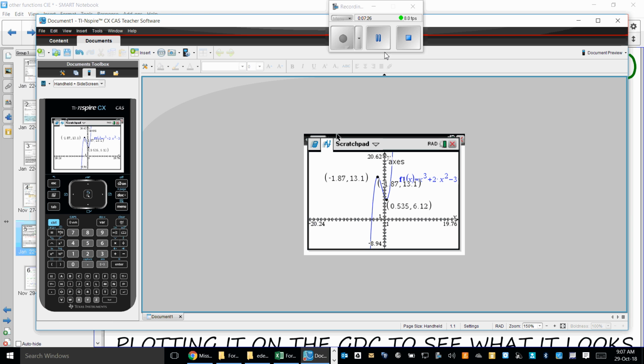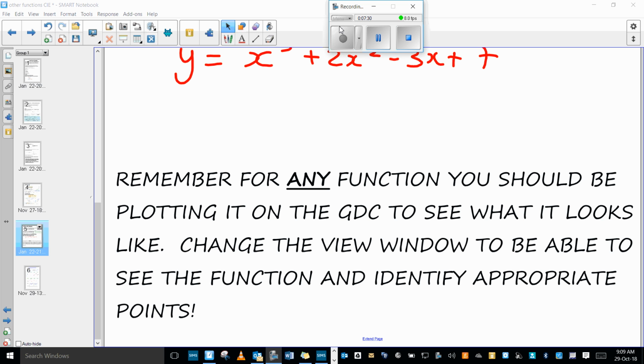Why would you find them? I've said here in capitals, remember for any function you should be plotting on the calculator to see what it looks like. If you're pushed for time, obviously, don't rush this as a checkpoint. But if you're asked to plot any coordinates, if you're asked to draw any graph from a table of values, you ideally would be inputting it into your calculator to have a look what it looks like. Because if you plotted it incorrectly, you're going to lose marks from your coordinates and your plotting. Alright? So please just use it as a checkpoint.